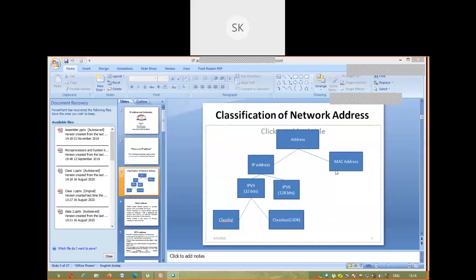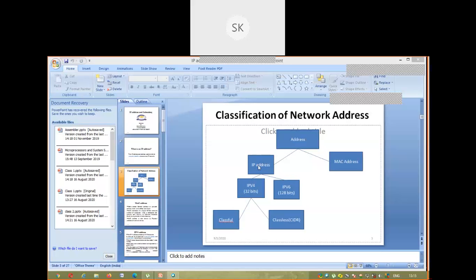As you remember, in data link layer, when we were discussing, there are two sublayers. One is MAC layer and another one is logical link controller, LLC. The MAC sublayer will provide the physical address to each and every device in a network. It is a hexadecimal number and the length of this MAC address is 48 bits. Later we will discuss this MAC.